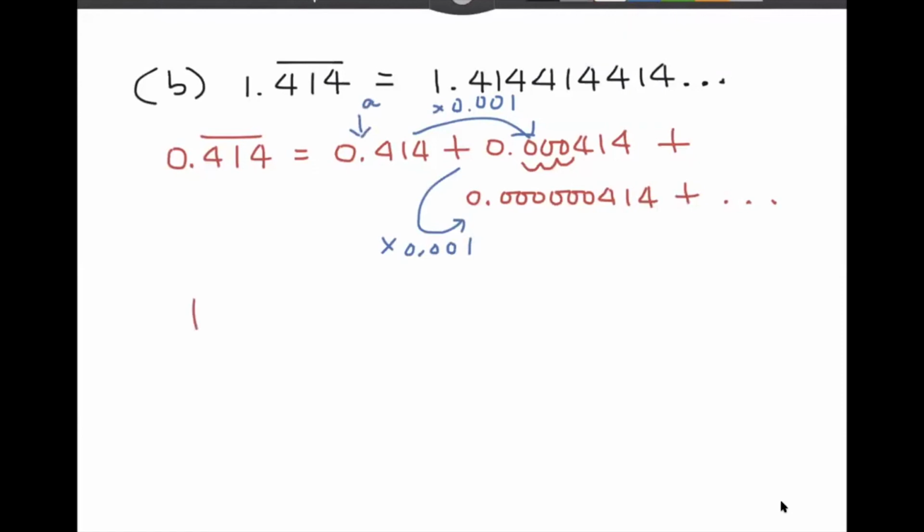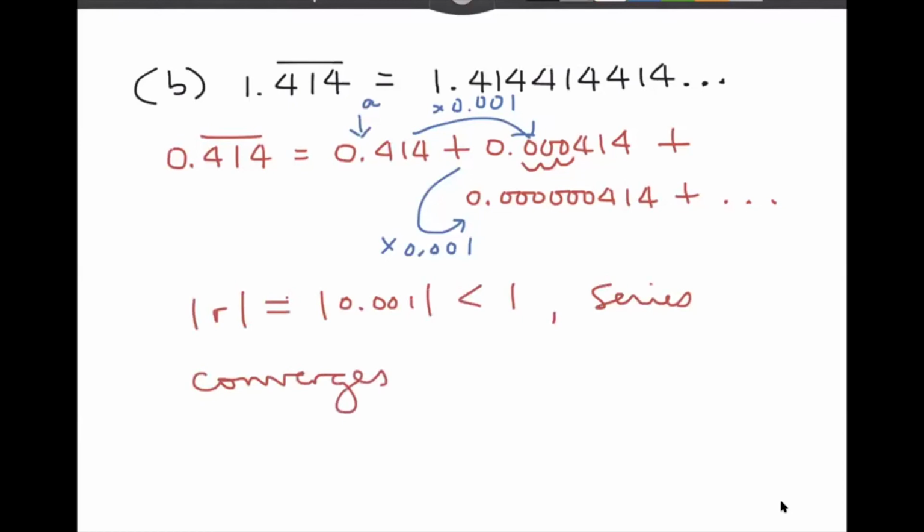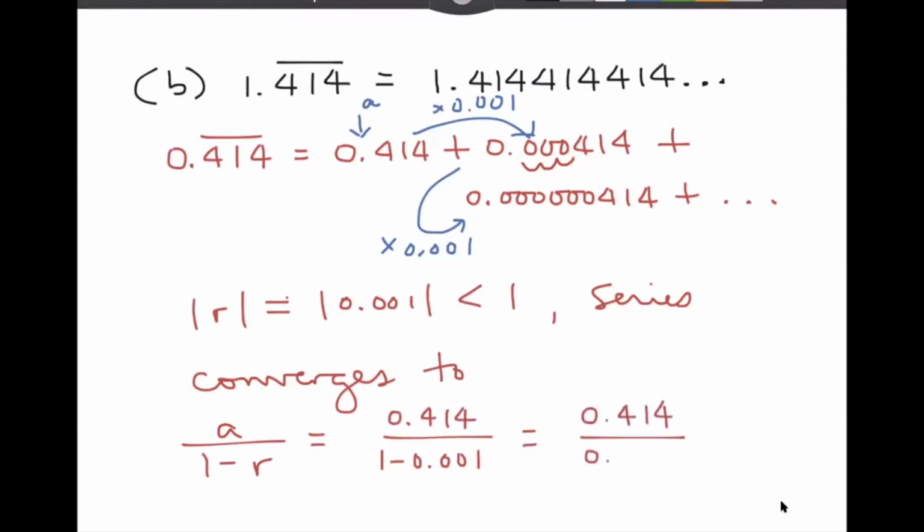So since the absolute value of r, which is the absolute value of 0.001, is less than 1, this series converges to the number a over 1 minus r, which is 0.414 over 1 minus 0.001, which is 0.414 divided by 0.999.